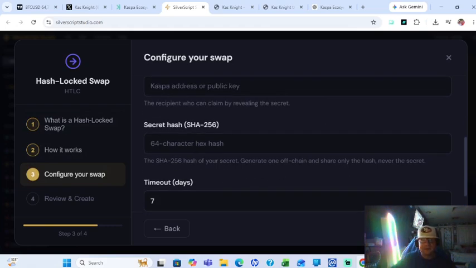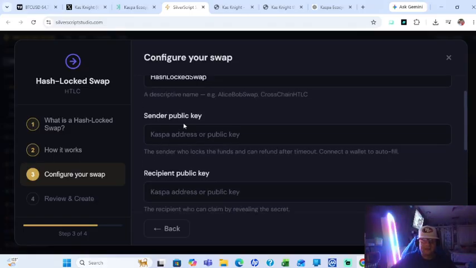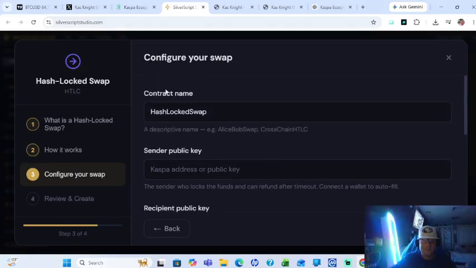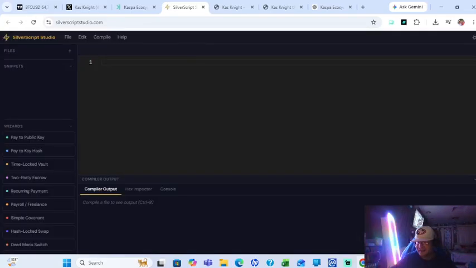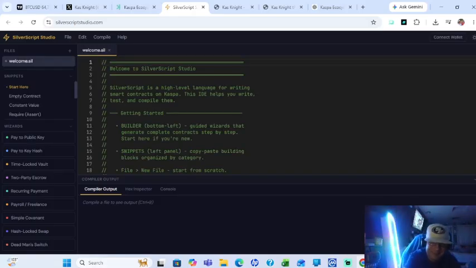Timeout days, secret hash, sender key, recipient key. Hash lock swap, there it is right there. So imagine if Satoshi had this from day one. He could have programmed an inheritance, a permanent lock, a bargain condition, a public benefit treasury, a final message, whatever.